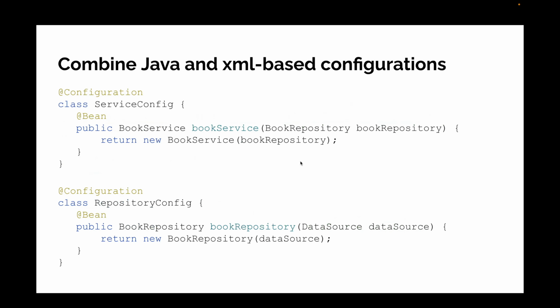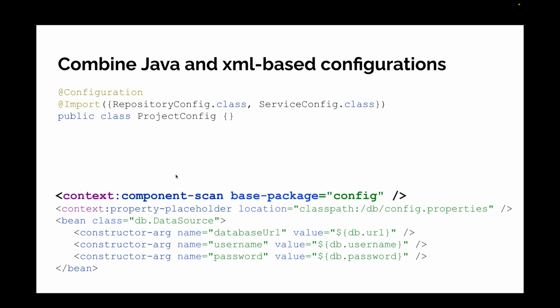Now let's say we want to combine Java and XML based configurations. So what we want is, let's say the configuration for book service and repository config needs to be inside Java, and the configuration for data source should go inside XML. How do we do that? So we can create the configuration for book service and repository config in Java, as we have already seen.